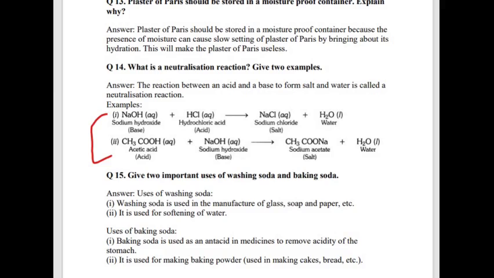Now we have to give some uses of washing soda as well as baking soda. First we will discuss washing soda. It is used in the manufacture of glass, soap and paper industry, and also used for the softening of water. And about baking soda, it can be used as an antacid to remove the acidity in the stomach, and it can also be used for making baking powder, which is otherwise used for bakery purposes.